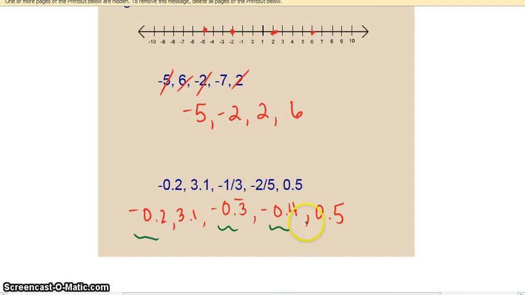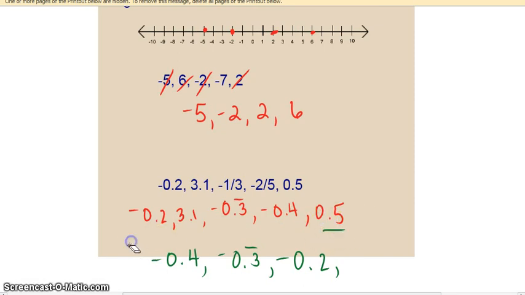And negative 0.4 is going to be my smallest. Then I have negative 0.3 repeating. Then negative 0.2. Next I have my positive numbers. 0.5 or 5/10, and 3.1 or 3 1/10. 0.5 or 5/10 is the next smallest, and then I have 3 1/10.